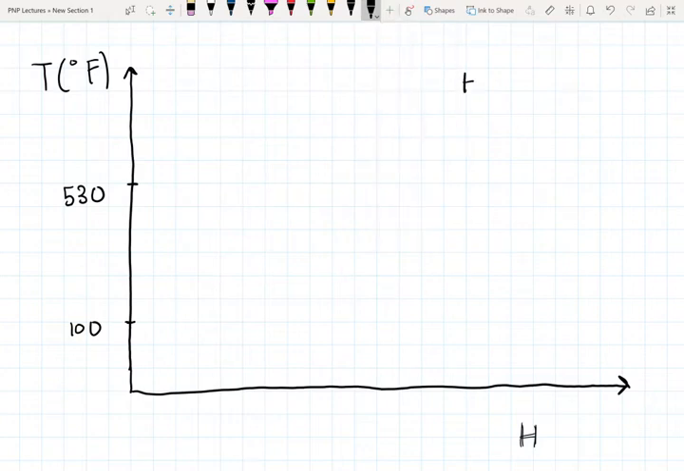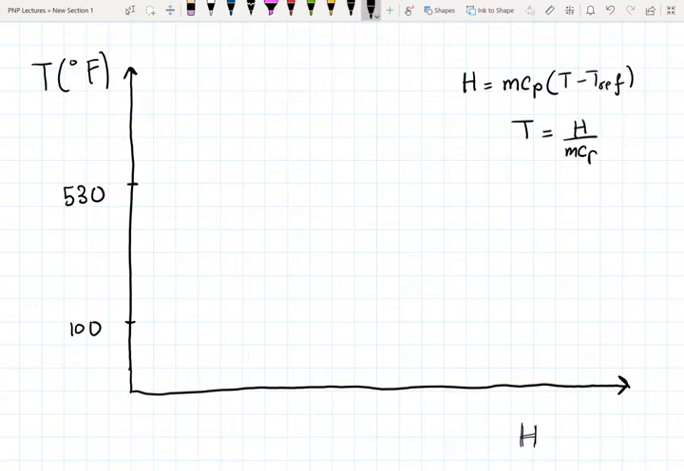Now the enthalpy of a stream will be equal to mCp times the temperature minus a reference temperature. Now if I'm able to rearrange this to have temperature as the subject of this equation, I'll get T = H over mCp plus Tref. So you'll see that the slope of the equation is going to be 1 over mCp. So the higher the mass flow rate, the higher the heat capacity times the mass flow rate, the smaller the slope is going to be.